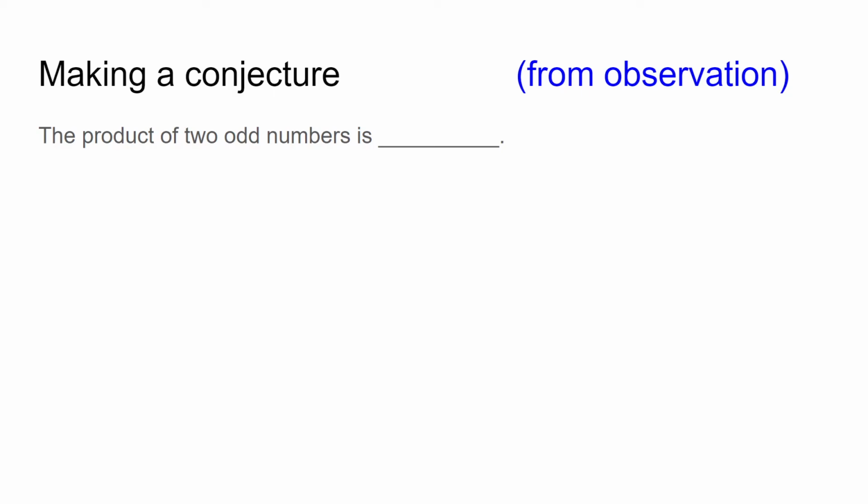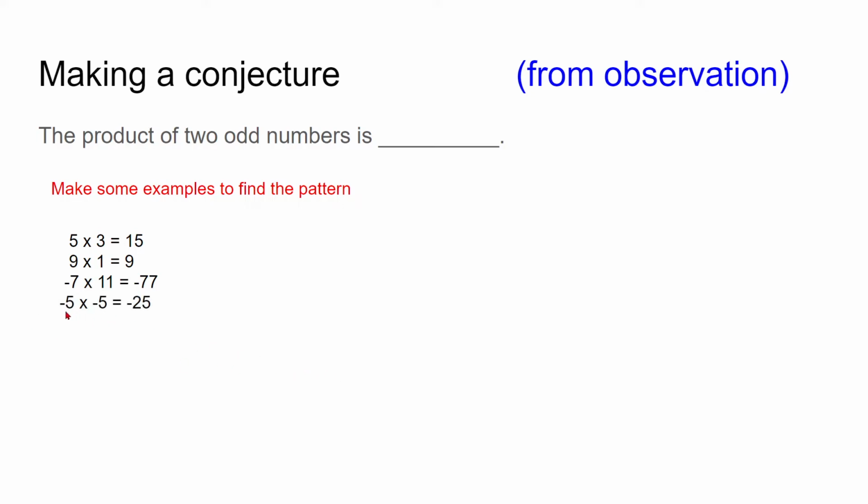Okay, hopefully you tried at least a few examples, not just one, to come up with your conjecture. So I went ahead and went with 5 and 3. Those are odd numbers. Product meant you're multiplying. And then I picked 9 and 1. And I picked negative 7 and 11. So those are all odd numbers. Notice I'm still covering the negative side of this because it could be negative. And then 2 negatives. On this one, I decided to try the same number to see if that did anything. And I look over here on the right side. Everything that I'm getting here, 15, 9, negative 77, negative 25, there's positive and there's negative, but every single one of them is odd.